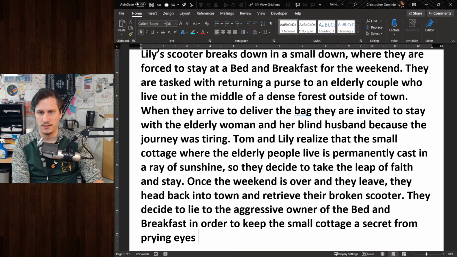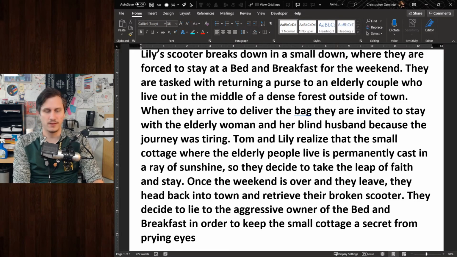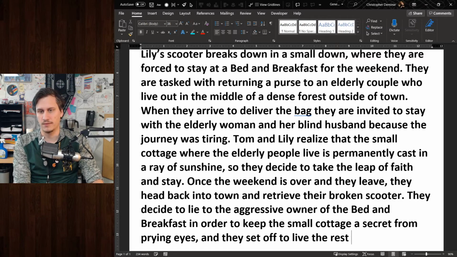They decide to lie to the aggressive owner of the bed and breakfast and keep the small cottage from prying eyes, comma, and they set off to live the rest of their lives.